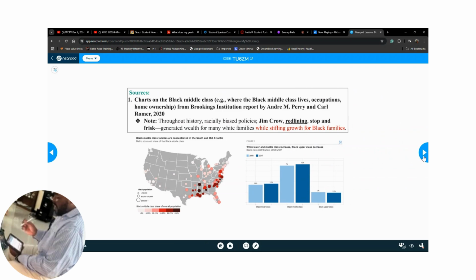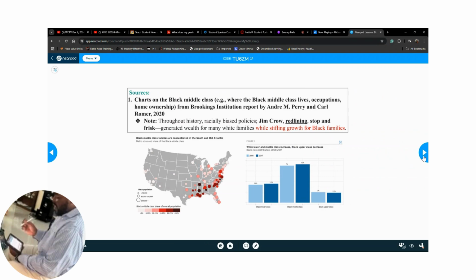Now, I want us to take a second and just analyze this chart. We are going to do the see, think, wonder. All right. So this chart is on the black middle class: where the black middle class lives, occupations, and ownerships. This is done by the Brookings Institute. This would be a viable option, so if anybody wants to add this to the presentation, please by all means do so.